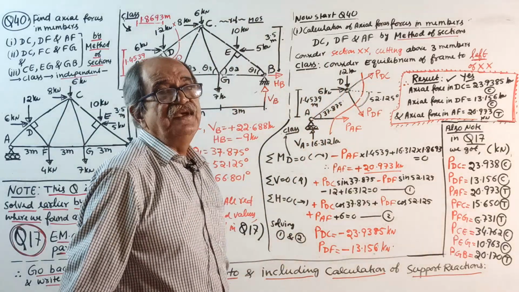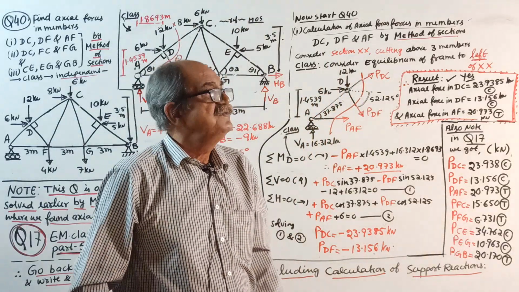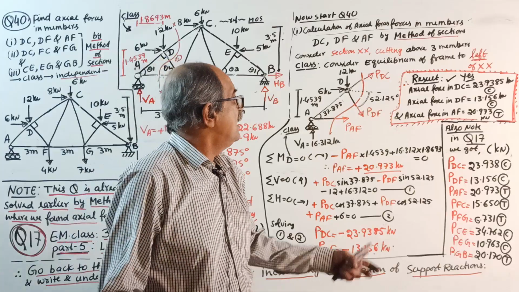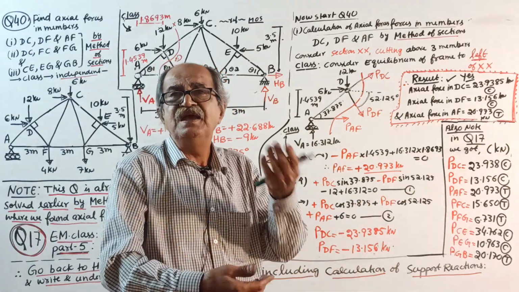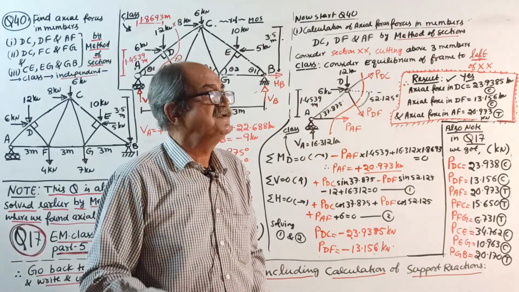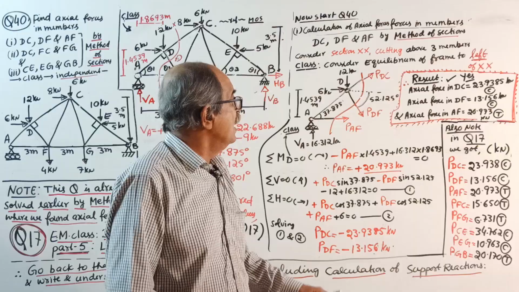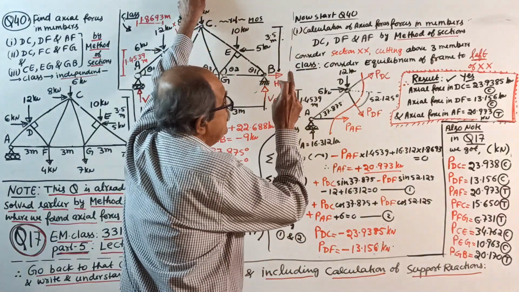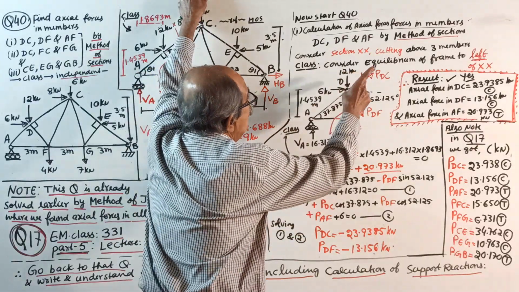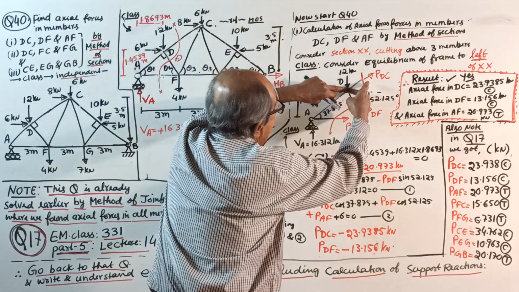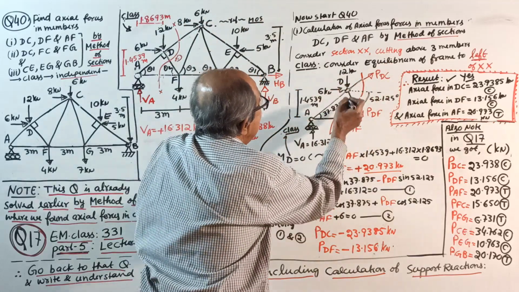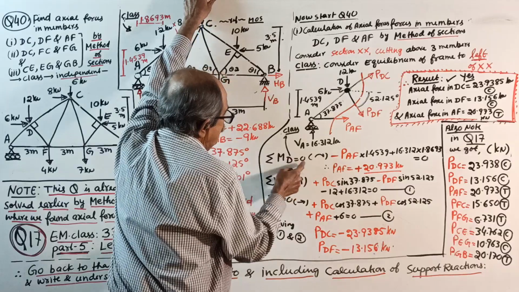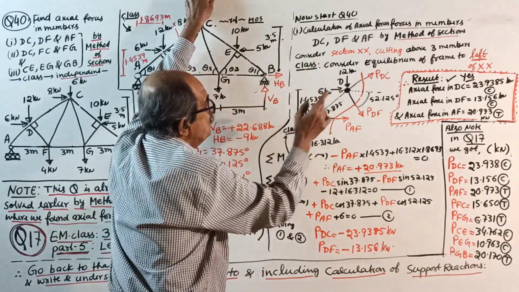Apply the three basic equilibrium conditions: sigma H equals 0, sigma V equals 0, sigma M equals 0. But you should always apply them in the reverse order. Easy for calculation. No rule. I always first apply sigma M equals 0. Take moment about the point where two unknowns are meeting. Yes, DC and DF are meeting at joint D. So take moment about D. Why D? I told in the class. Okay, start.